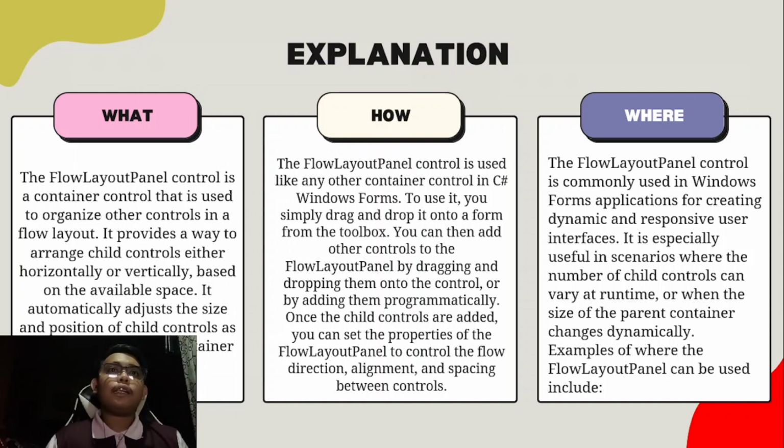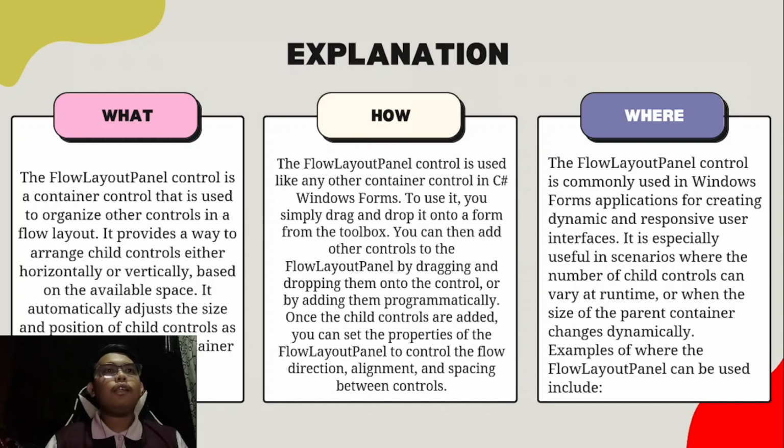So how does it work? The flow layout panel control is used like any other container control in C# Windows Forms. To use it, you simply drag and drop it onto a form from the toolbox. You can then add other controls to the flow layout panel by dragging and dropping them into the control, or by adding them programmatically. Once the child controls are added, you can set the properties of the flow layout panel to control the flow direction, alignment, and spacing between the controls.